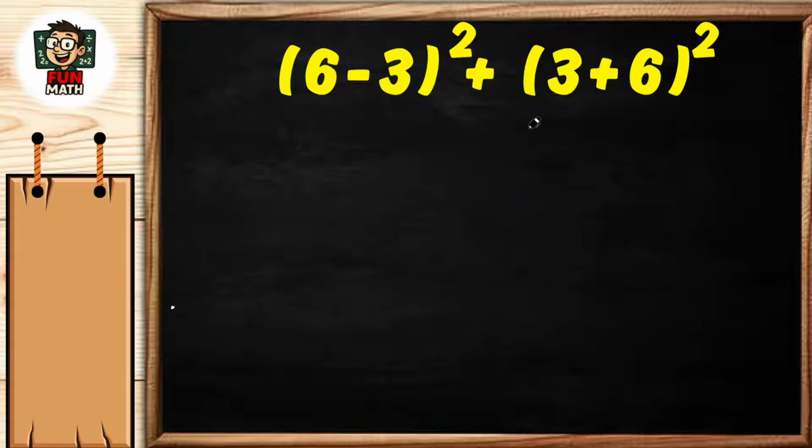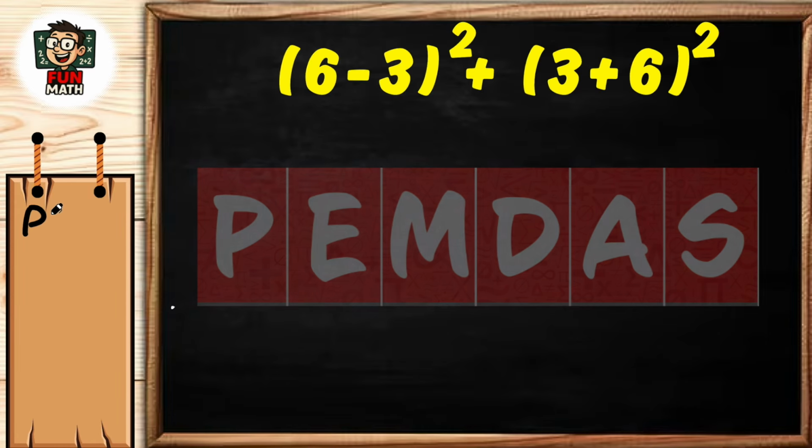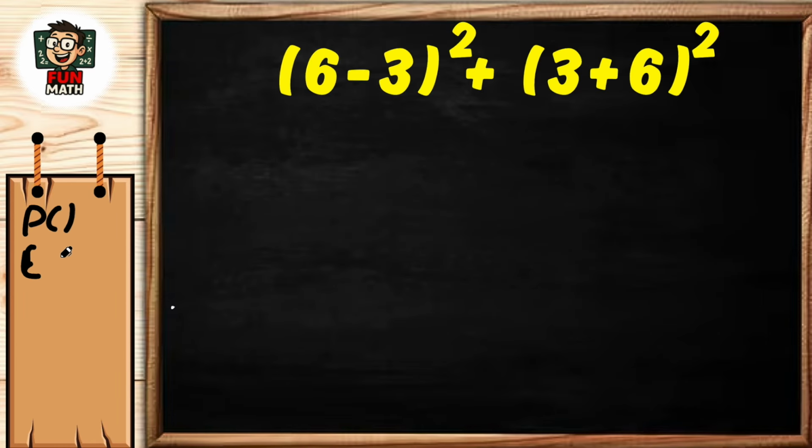To solve this question, you must know the rules of order of operations. We'll code this as PEMDAS. P stands for parentheses, E stands for exponent, M stands for multiplication, D stands for division, A stands for addition, S stands for subtraction.